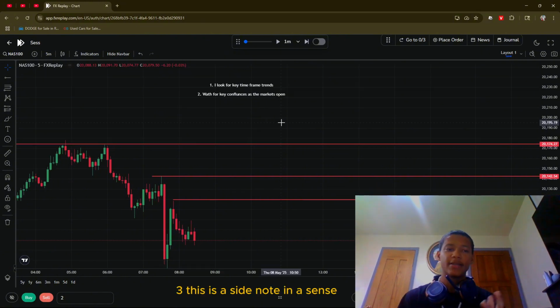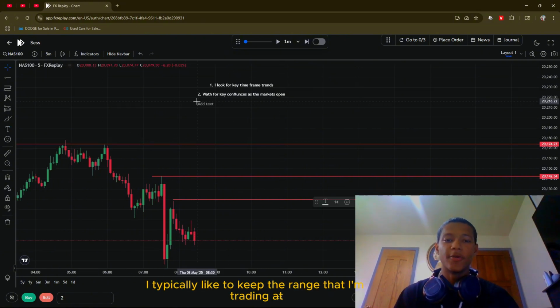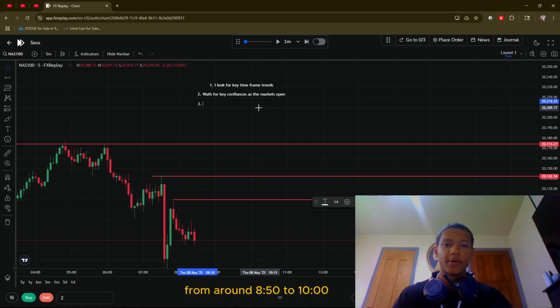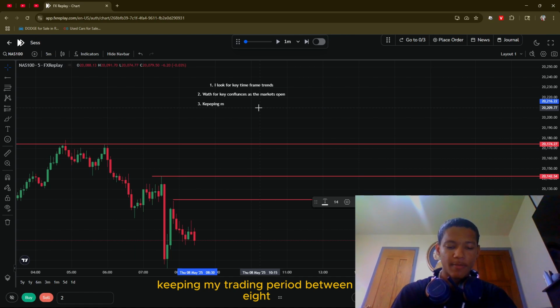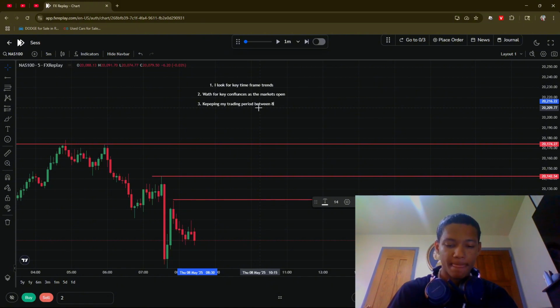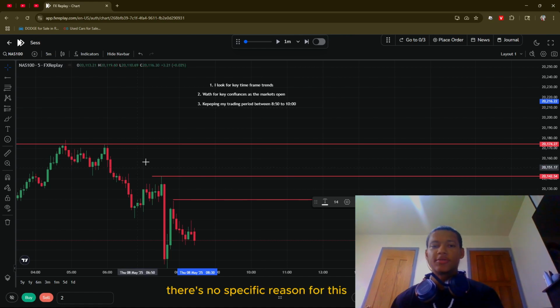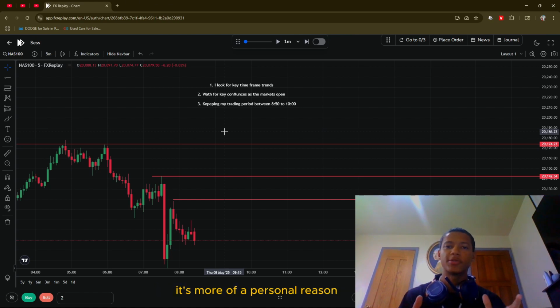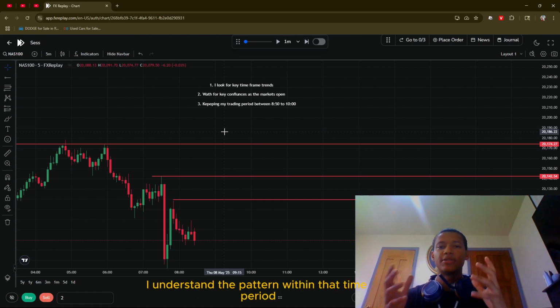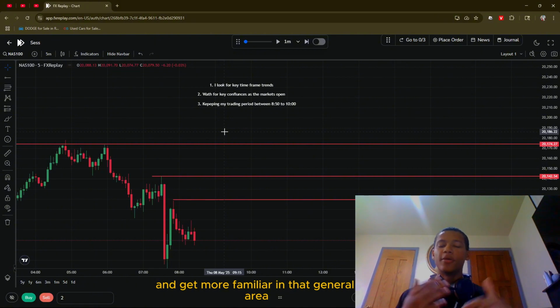Three, this is a side note in a sense, but I typically like to keep the range that I'm trading at from around 8:50 to 10 o'clock Central Standard Time, keeping my trading period between 8:50 to 10 o'clock. So there's no specific reason for this that has anything to do with the market. It's more of a personal reason. If I can keep my trading time period low, that means every single day I understand the pattern within that time period and get more familiar in that general area.